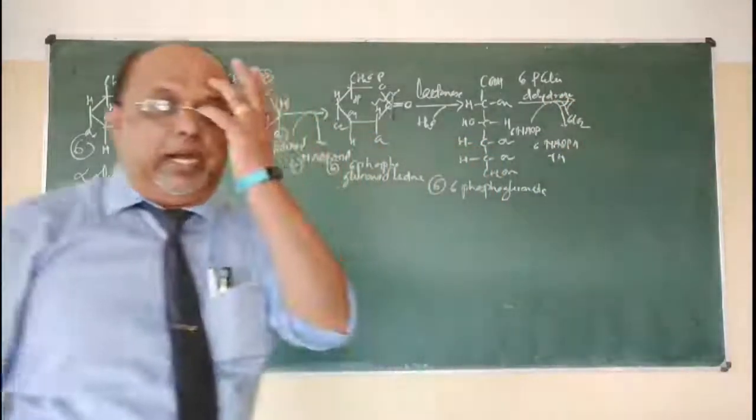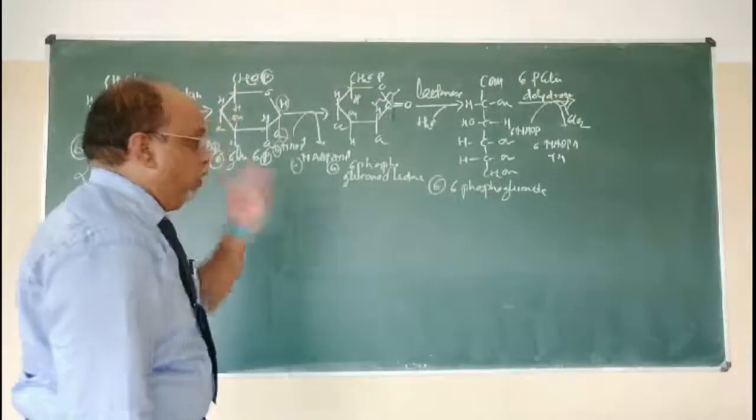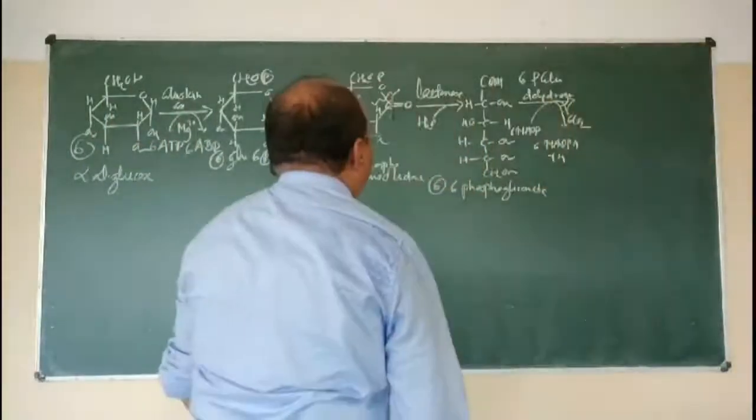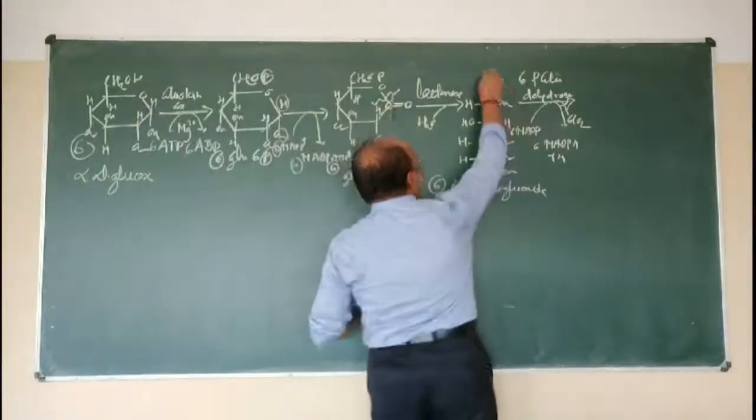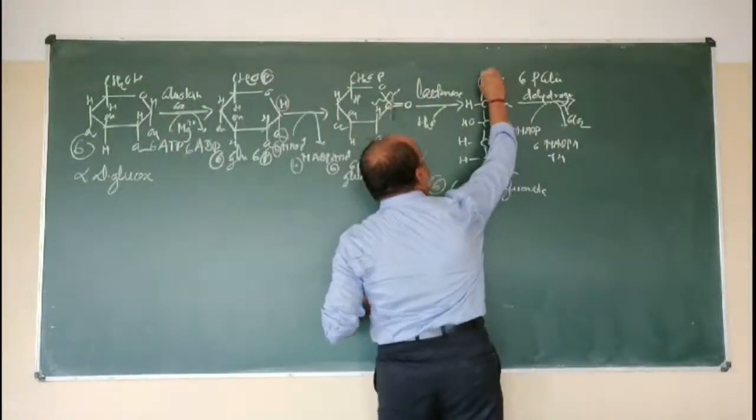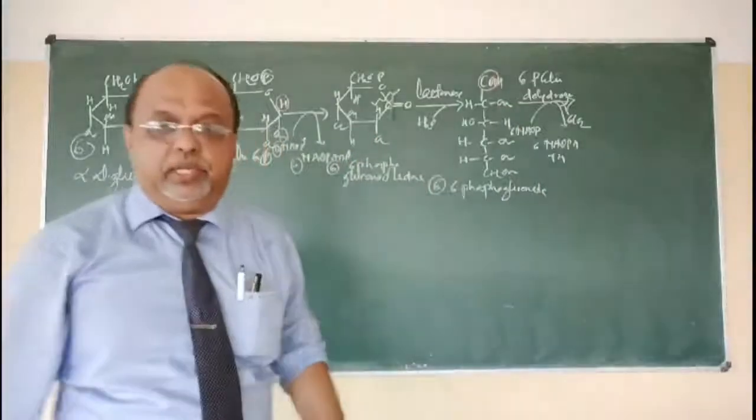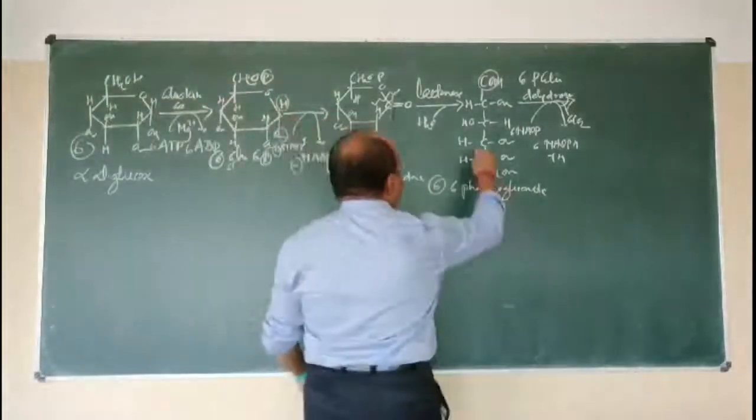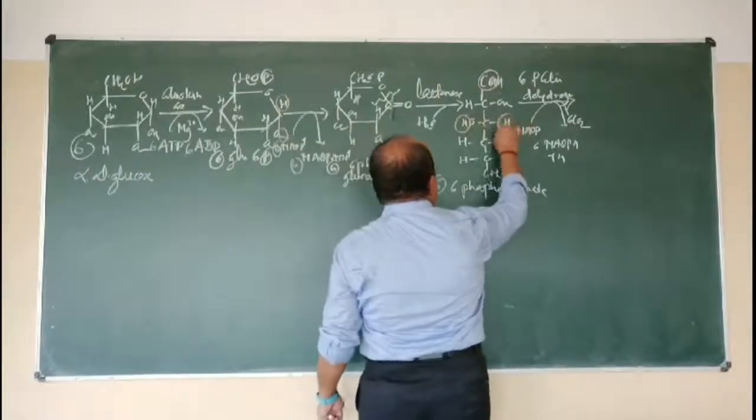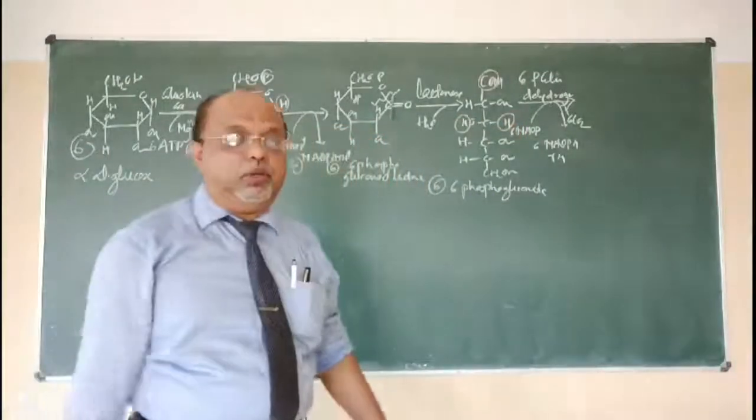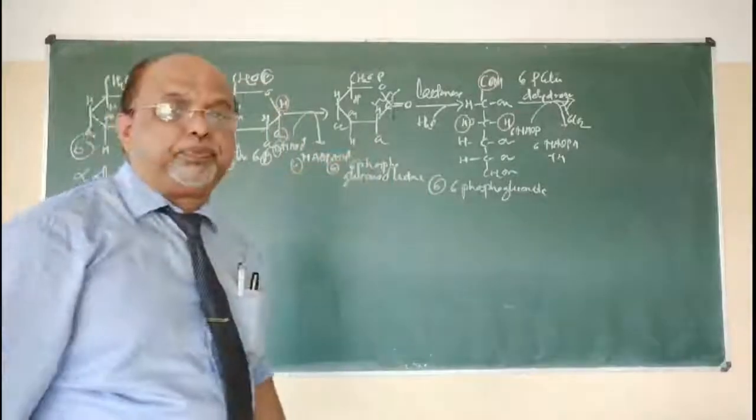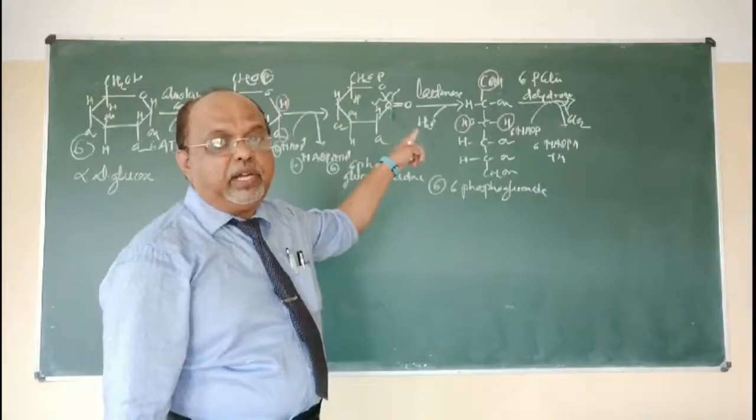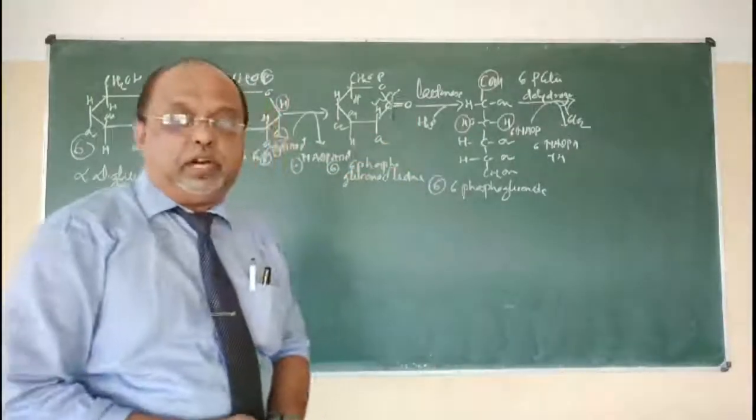6-phosphogluconate dehydrogenase. Now, how is the CO2 lost, that we see. This COO from the COH is liberated as CO2, and 2 hydrogen atoms are removed from carbon number 3. So after removal of 2 hydrogen atoms and carbon dioxide, what remains?